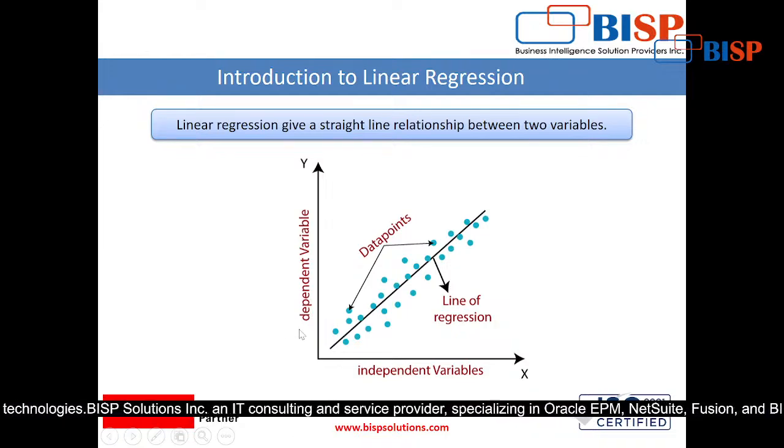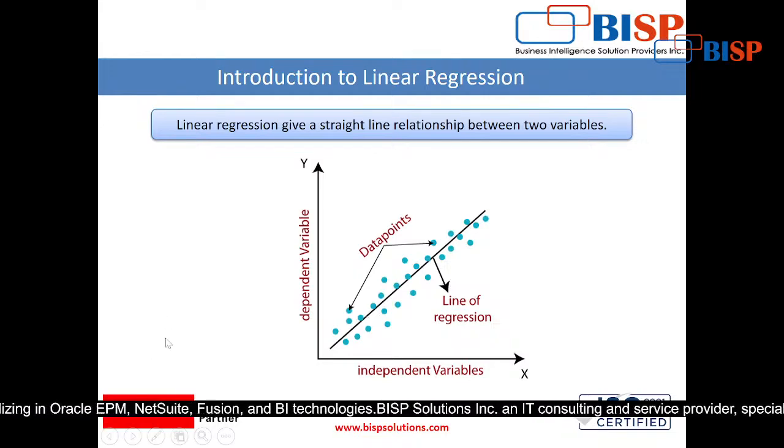Now if you see here, this is a picture form of linear regression. Linear regression gives a straight line relationship between two variables, that's it. Here you can see the independent variable and the dependent variable. If the independent variable increases, the dependent variable will also increase in the same proportion.